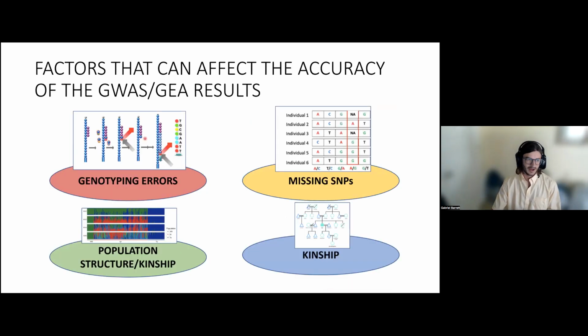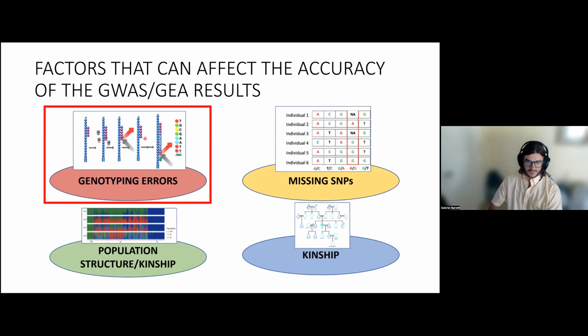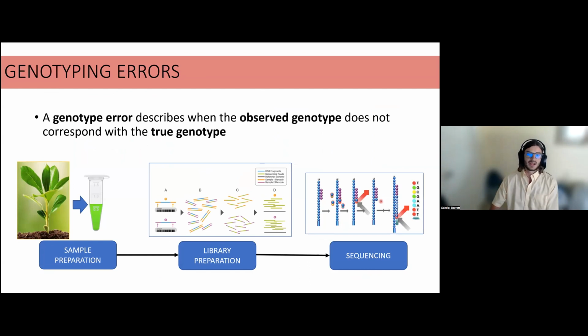And like with any raw data, sequencing data has its own sets of errors and biases that need to be evaluated prior to conducting analysis. So the first thing I want to get into is genotyping errors. A genotyping error describes when the observed genotype does not correspond with the true genotype. And these genotyping issues can arise at sample and library preparation and sequencing.